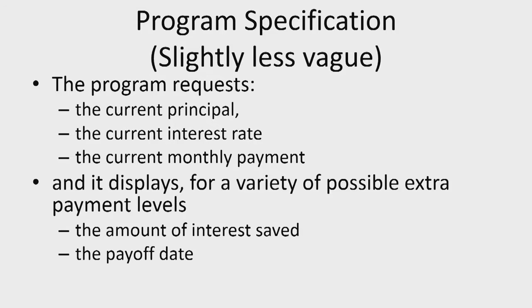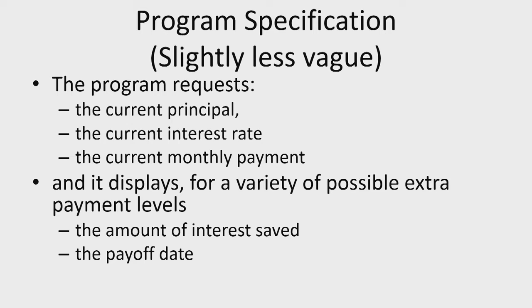OK, well, that's pretty vague. Can we make that slightly less vague? The program is going to ask me some questions. It's going to ask me, what's the current principal that I have? What is the amount that I owe the bank right now? What's the current interest rate? So how much am I paying the bank as a percentage every year? And what am I currently paying every month? And then some portion of that will go to the interest, some will go to principal. Over time, the portion that goes to interest gets smaller and smaller as the principal gets smaller and smaller.